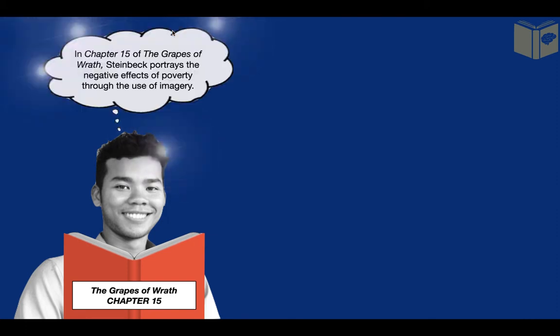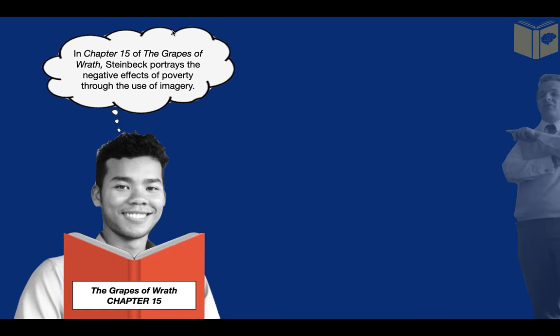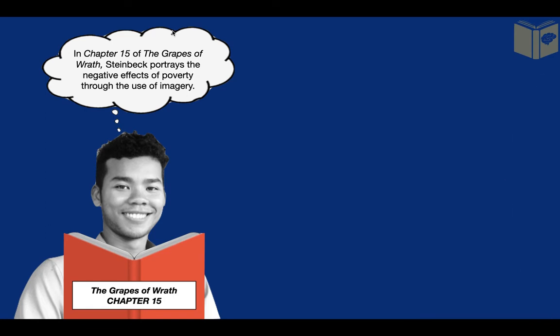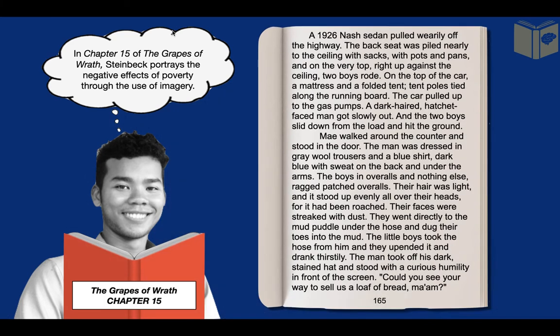Now, you're reading, and you get to chapter 15, and you know that the author, John Steinbeck, portrays the negative effects of poverty through the use of imagery. That's what you know. Your teacher comes in. How do you know? Well, you've got the text. That's your evidence. Let's have a look at an excerpt.